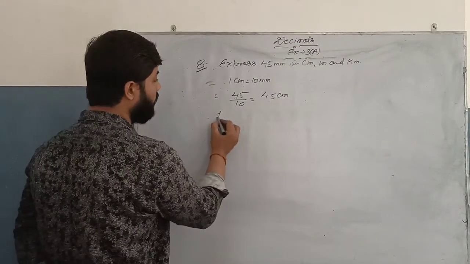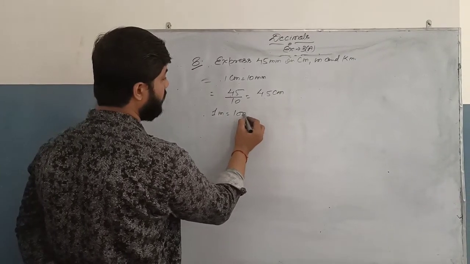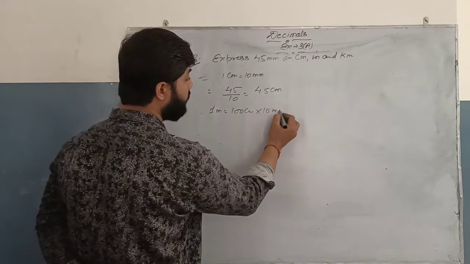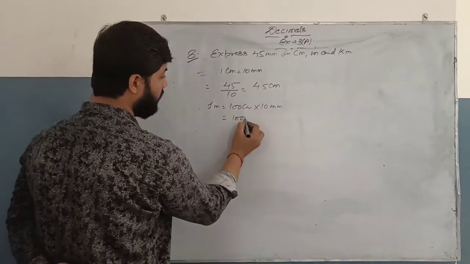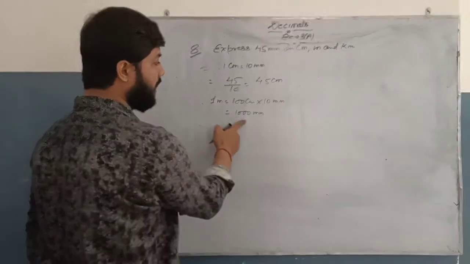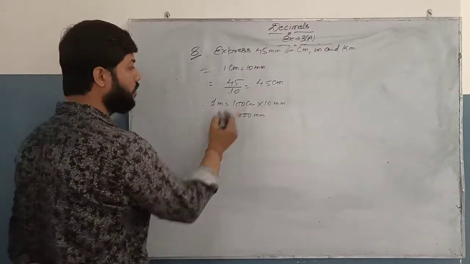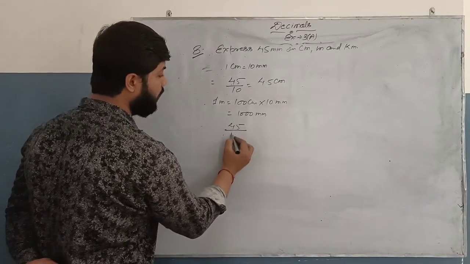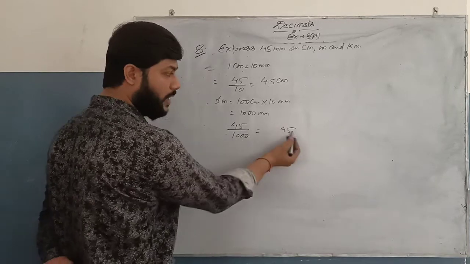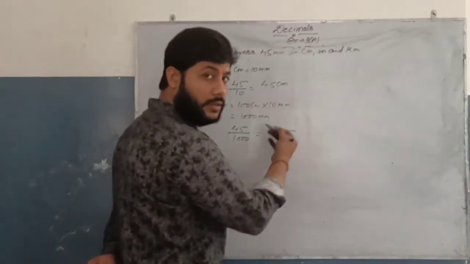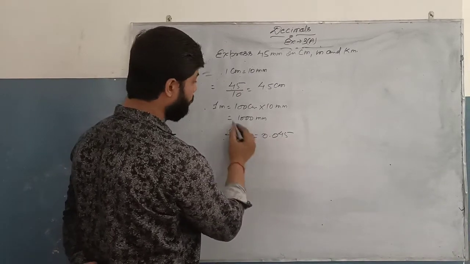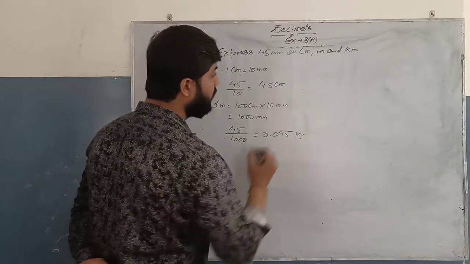Now 1 meter has 100 centimeter and 1 centimeter has 10 millimeter. So that is 1000 millimeter. So 1 meter has 1000 millimeter. So now we will divide 45 by 1000. So this will be 45 with 3 zeros. We will count 3 digits from the right hand side: 1, 2 and 3, decimal. So that will be meter.